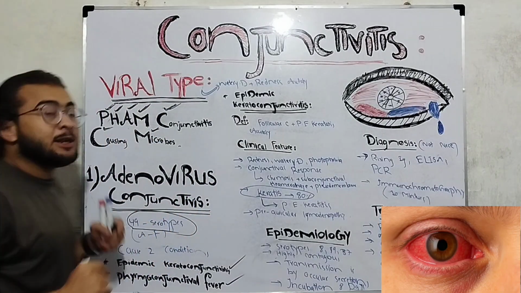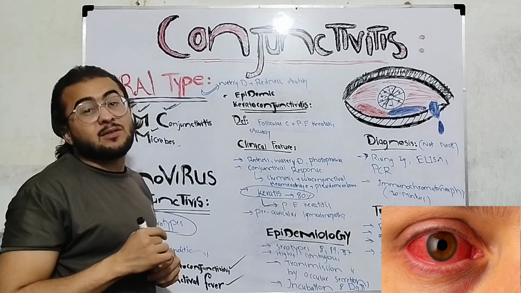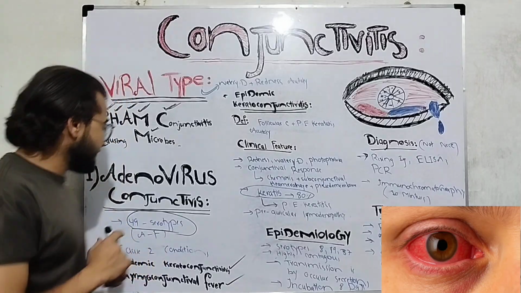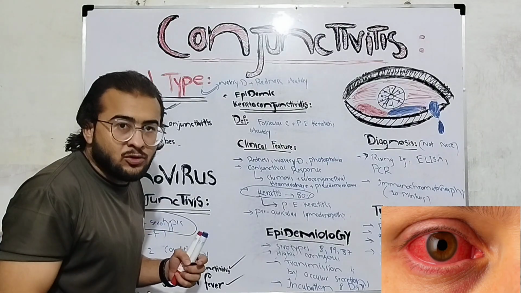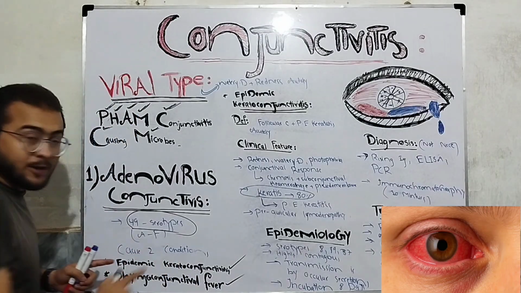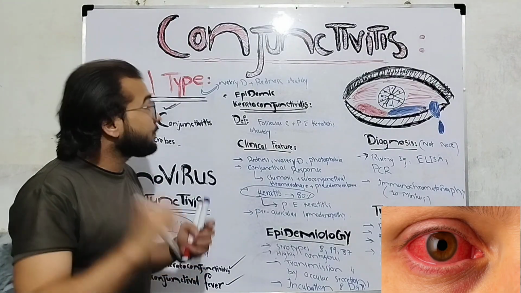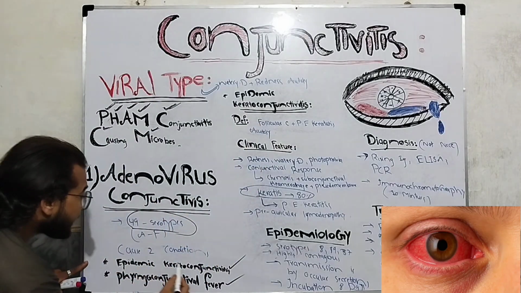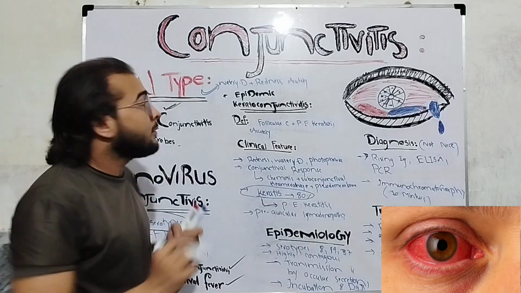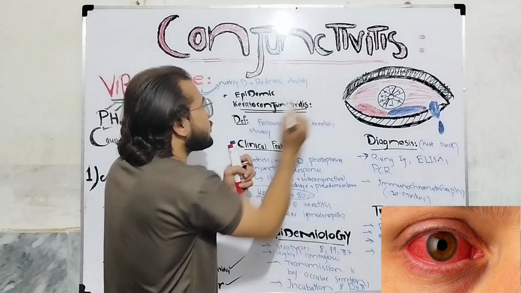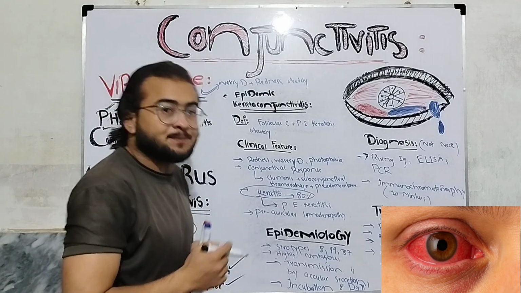First of all, we will discuss adenovirus conjunctivitis. Why? Because this is the most common virus which is involved in conjunctivitis. This virus has 49 serotypes which are named from A to F. This virus causes two clinical conditions: epidemic keratoconjunctivitis and pharyngoconjunctival fever. First, we will discuss epidemic keratoconjunctivitis. So what is epidemic keratoconjunctivitis?